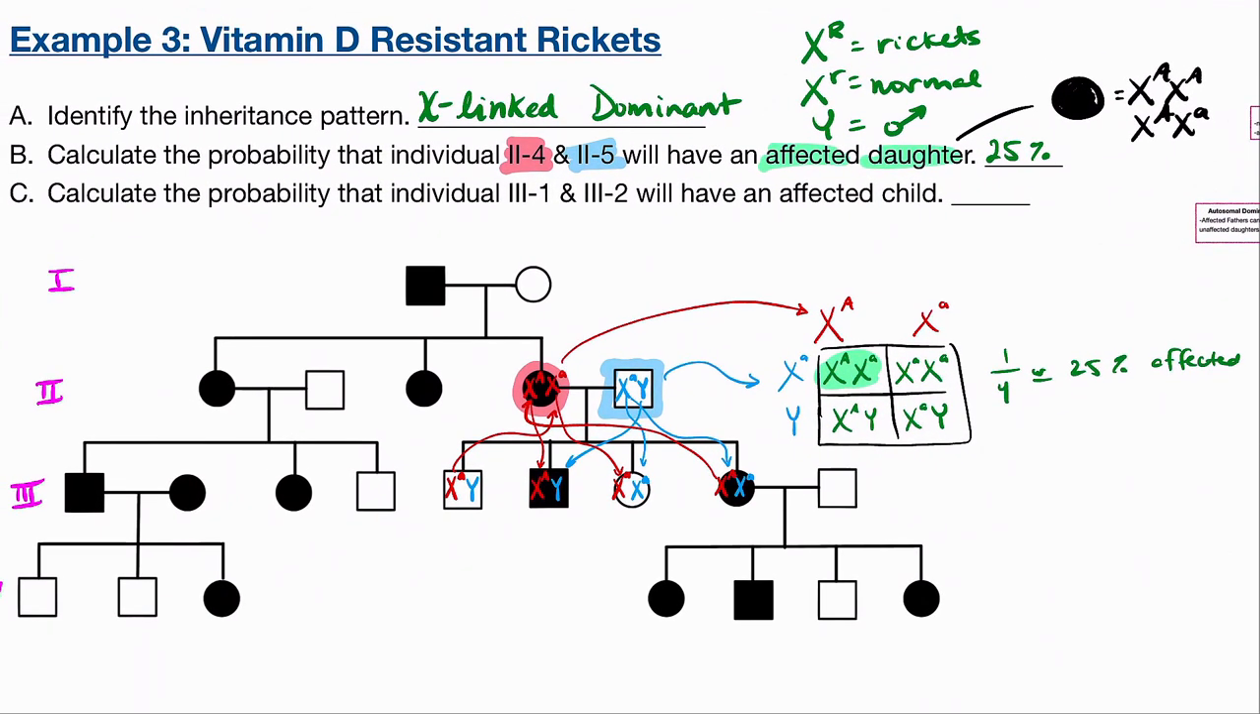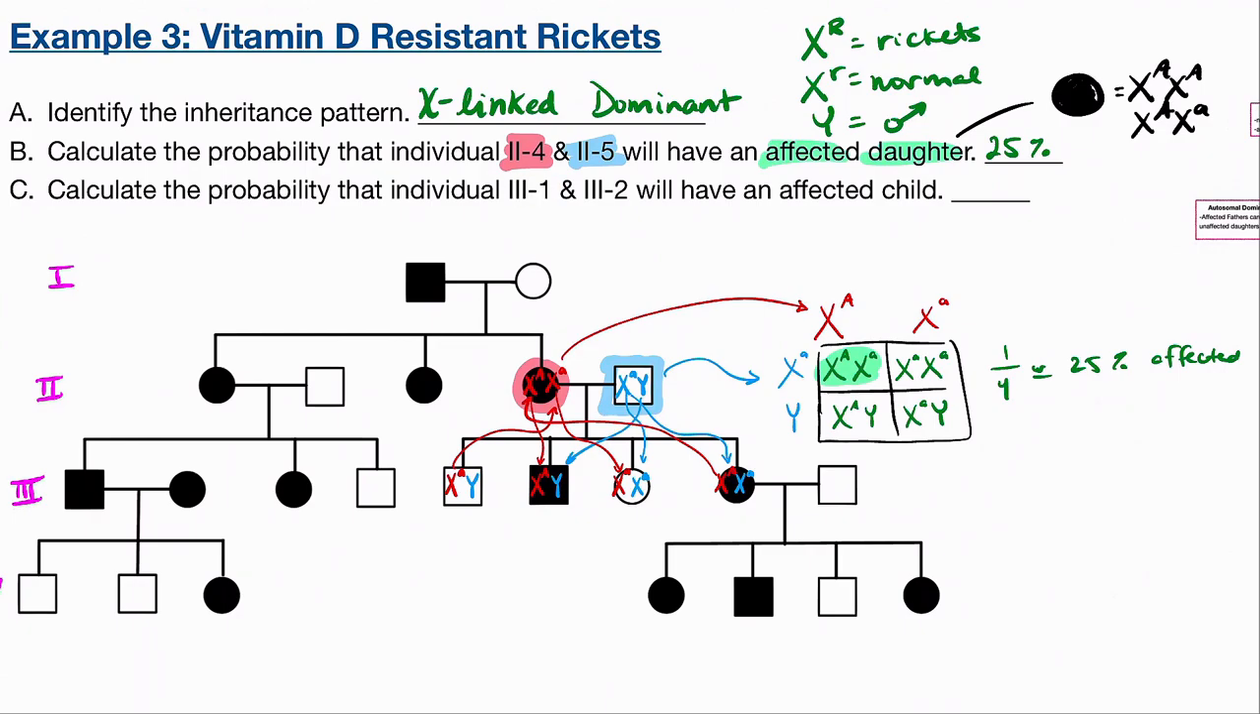Next question. Now we've got 3-1 and 3-2. They have 3 kids already, and what's the chance that they would have an affected child? Affected can be male or female, so instead of just looking for a female, it could be that or that. We know it's possible to have an affected female. I don't know about the son. Probably not. Okay, let's take a look.